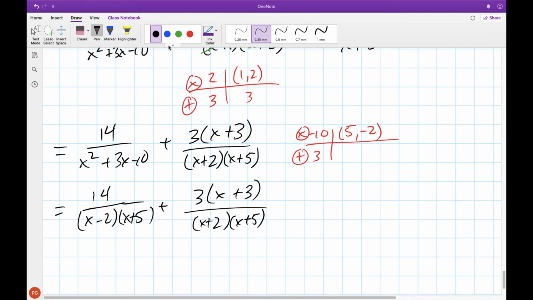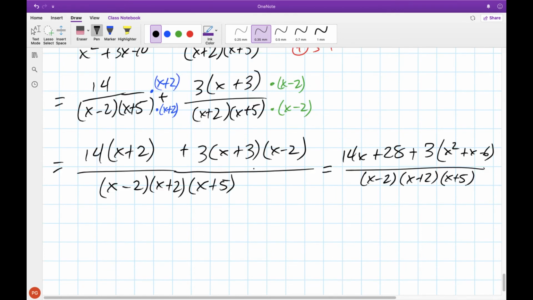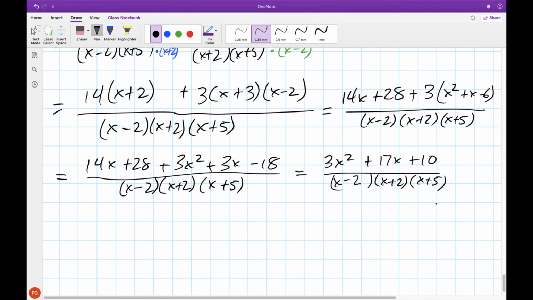But we can make them the same by multiplying this fraction on top and bottom by x plus 2, and this fraction on top and bottom by x minus 2. Once they have the same denominators, we can add the numerators together. Don't forget these factors that you multiplied by, and now we have to slog through a little bit of algebra. So I'll multiply these two factors and these two factors together. Once we have the top all multiplied out, we can simplify, and we'll get this.